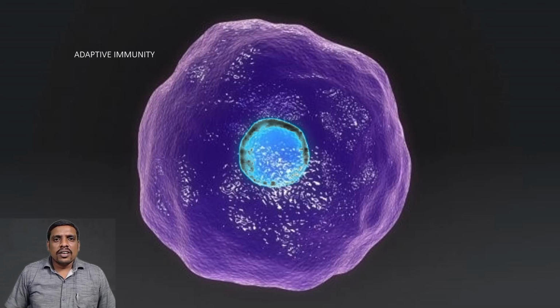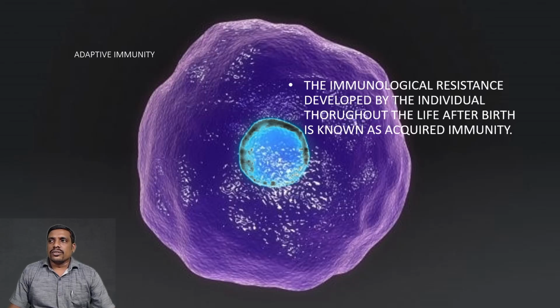Hello students, in the previous video we have seen about the types of immunity. Now today let us talk about one more topic, that is adaptive immunity. How can you define adaptive immunity? What are the factors that are involved in adaptive immunity? For all these questions we are going to find out the answers.